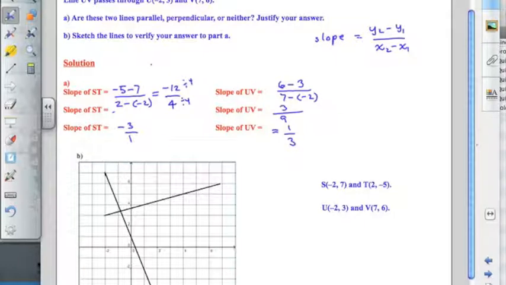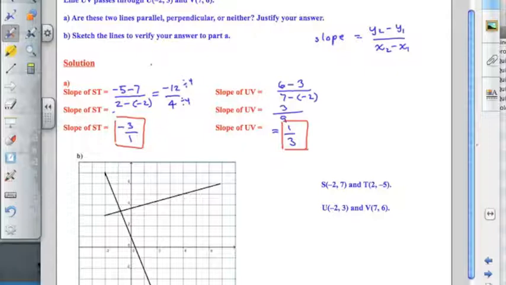So what can we say about the lines ST and UV? Well, if we look at their slopes, we'll see that one slope is negative and the other slope is positive. So that's good, because we know when we're looking for perpendicular lines, we need one slope to be negative and the other to be positive. And they have to be reciprocals. And 3 over 1 is the reciprocal of 1/3.